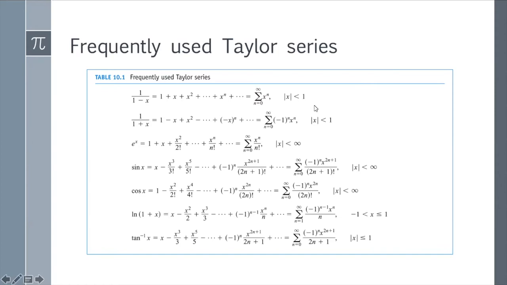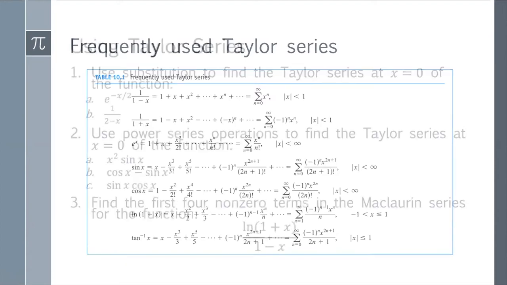For the first two, it's the absolute value of x is less than 1. For the next three, it's all real numbers. For natural log of 1 plus x, it's the half open, half closed interval, negative 1 is less than x, is less than or equal to 1. And for inverse tangent of x, it's absolute value of x is less than or equal to 1. We will be making frequent references to this slide throughout this lecture.